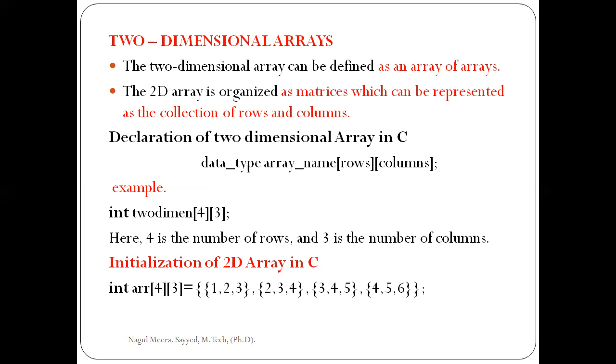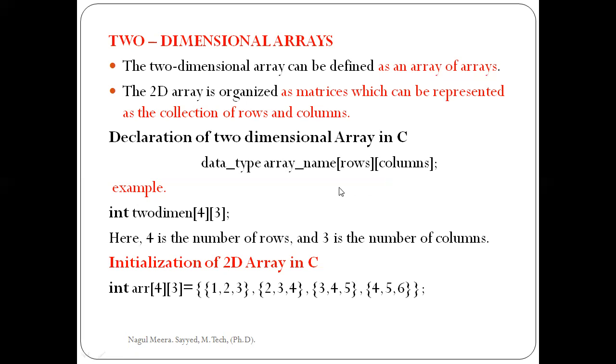So how can we declare a two-dimensional array? A one-dimensional array consists of only one subscript, but here there are two subscripts. The declaration of a two-dimensional array is as follows: data type, space, array name. Here there is one subscript for rows and another subscript for columns. Semicolon. So this is the simple declaration of a two-dimensional array.